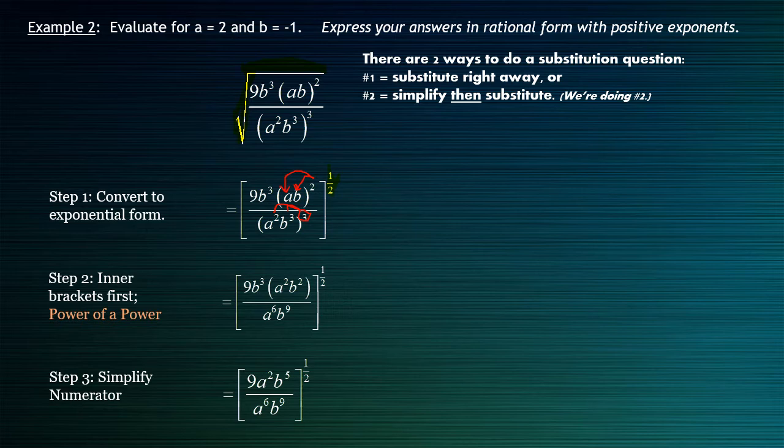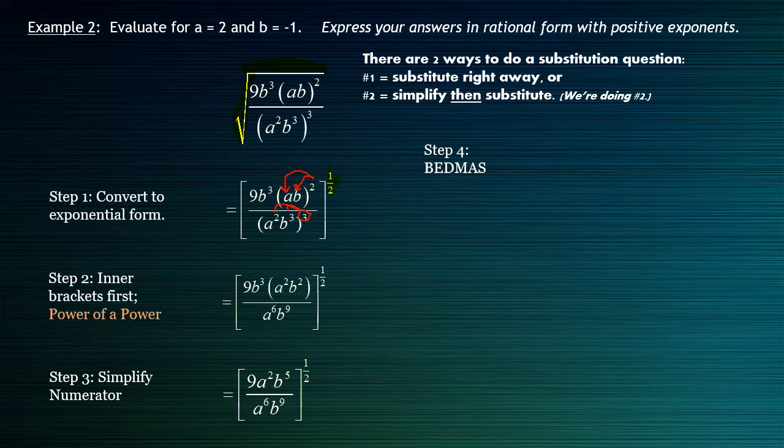With the product law, we just multiply all the numerator parts together, and we get 9a squared b to the power of 5. Our denominator hasn't changed. That one is still the same. Okay, so running out of room here, we're going to have to move up.